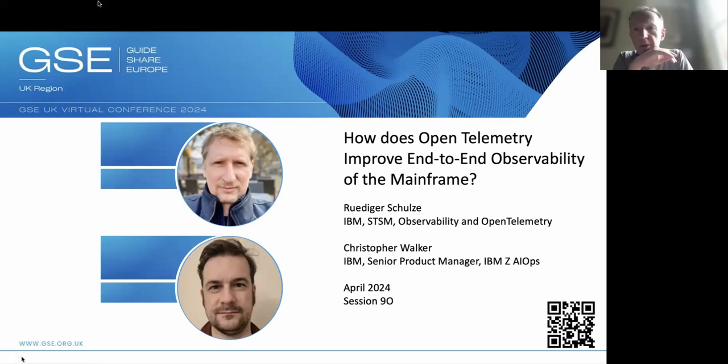This afternoon, we're going to talk about OpenTelemetry and how it improves end-to-end observability on the mainframe. Very lucky to have Rudiger Schulze, who's the tech lead for OpenTelemetry on Z, and Chris Walker, who's the product manager for IBM Z AIOps, including the products that exploit OpenTelemetry.